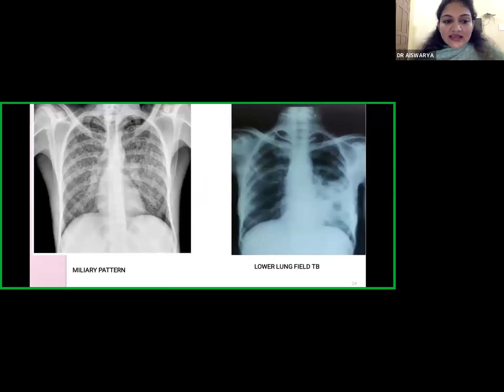In the first X-ray, we can see a tiny millet seed-like appearance in the bilateral lung fields. This is a classical appearance of miliary TB. Usually disseminated miliary TB is seen in immunocompromised patients like HIV patients. Then in the next X-ray, we can see left lower lobe pneumonia with a cavity inside. We can see a hyperlucency. So this is lower lung field TB. This kind of TB is usually seen in the immunocompromised, like diabetic patients, those who are on steroids. They usually present with lower lung field TB. So TB can present radiographically like anything.